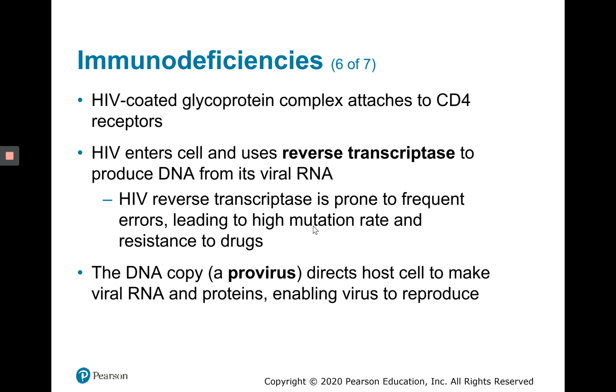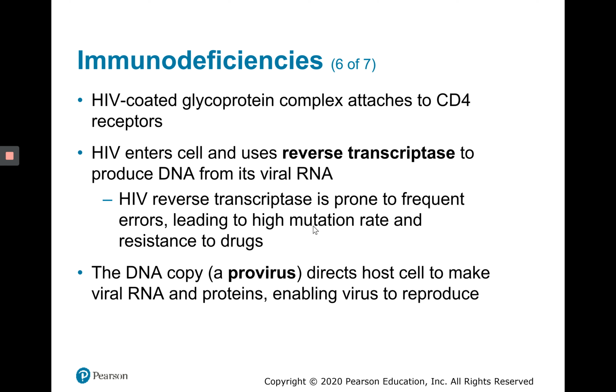HIV is a coded glycoprotein complex that attaches to the CD4 receptors on naive CD4 cells. That allows HIV to enter the cell and use reverse transcriptase to produce DNA from its own viral RNA. So it's a reverse transcriptase virus. HIV reverse transcriptase is prone to frequent errors. That makes it really hard to fight the HIV virus because of the high mutation rate and resistance to drugs.